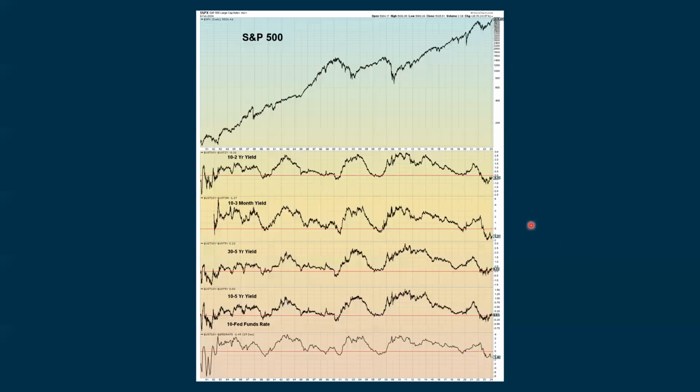Here is the yield curve. What we're watching are the 10 and the 2 and the 10 to the 3 month. They're still inverted for right now. It's been this way for anywhere from 1.5 to about 2 years now.